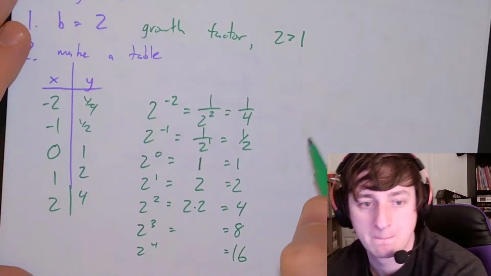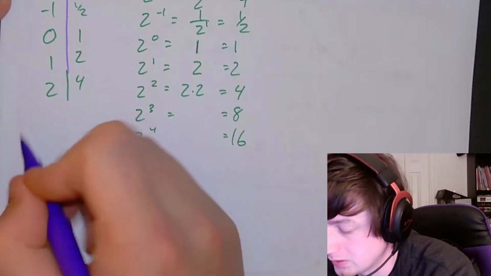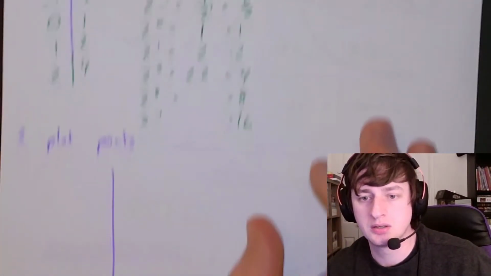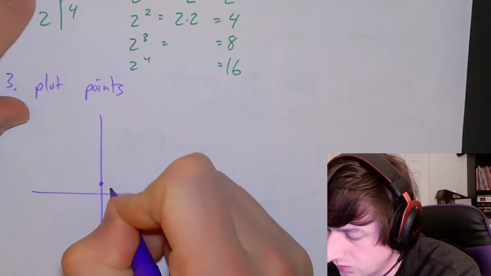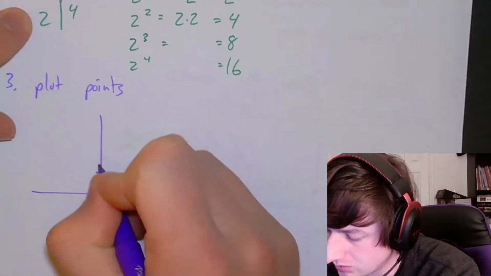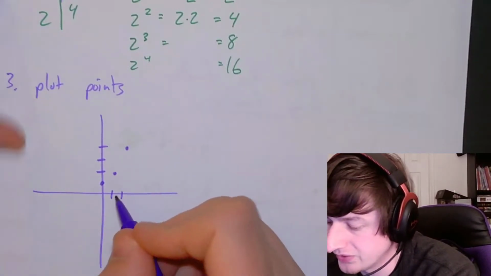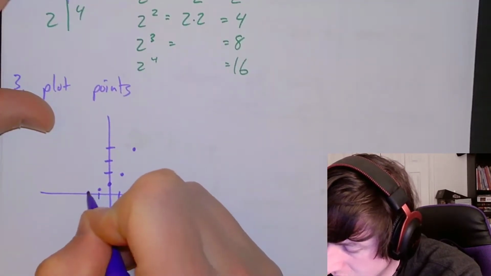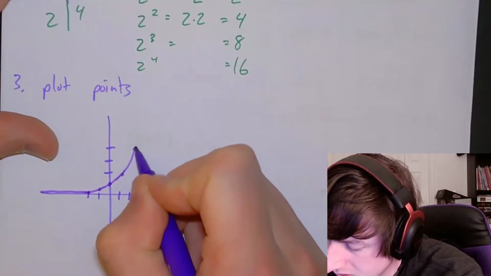And now we just plot all these coordinate points. So that's going to look like this. Plot the points on the x-axis, and our points were 0, 1, 1, 2, 2, 4. I'm not going to do all these, 8 and 16, it's going to get huge. But then we had negative 1 and a half. We're just going to have to kind of get close. And then negative 2 and a quarter. So our curve never crosses the x-axis, but it gets really close. And then it gets really big really quickly and goes up.